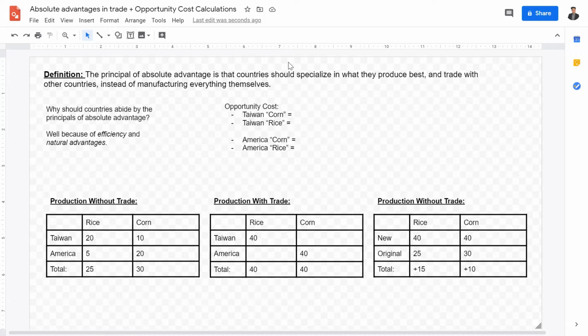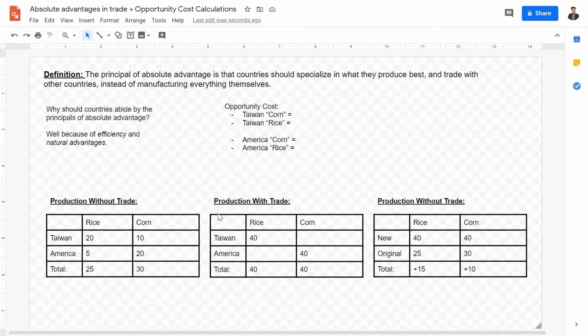Today, we're going to be going over absolute advantages in trade. What is absolute advantage in trade, and why does opportunity cost, and calculating opportunity cost, come into play in international economics, especially with absolute advantage? Previously, we've talked about how international trade is beneficial to the parties engaged in a trade, and the 7 reasons why international trade and trade in general may be good for the economy. Now, in today's video, we're going to be talking about absolute advantages and how they come into play.